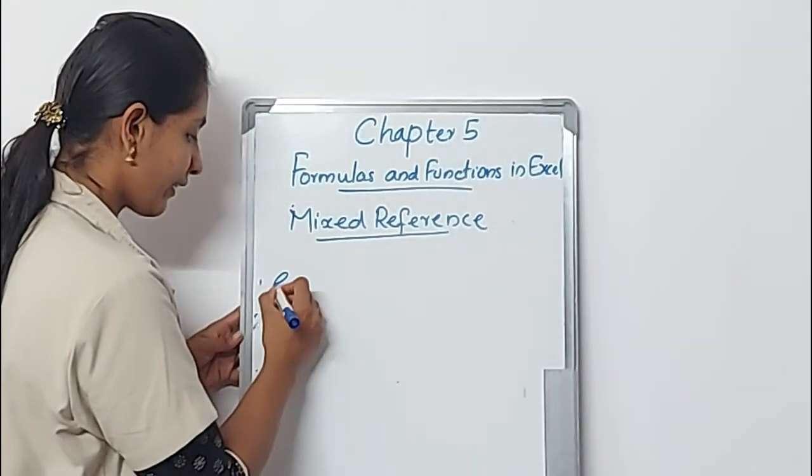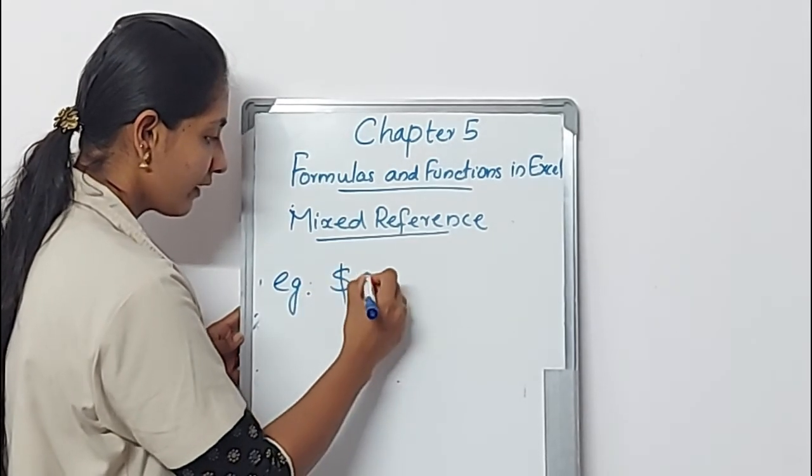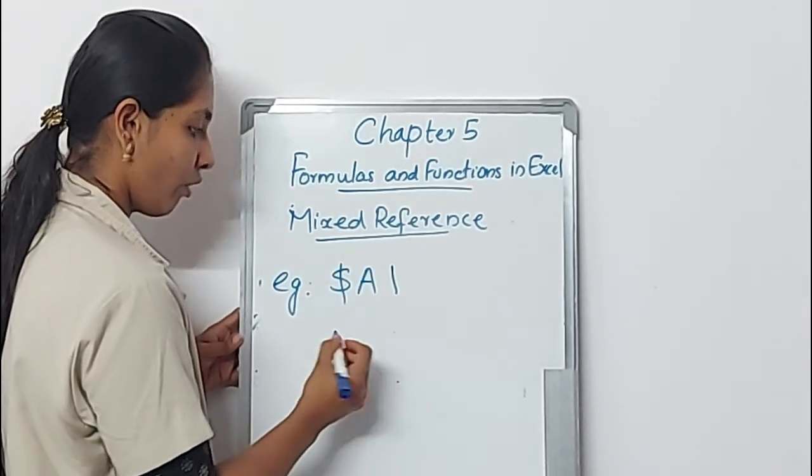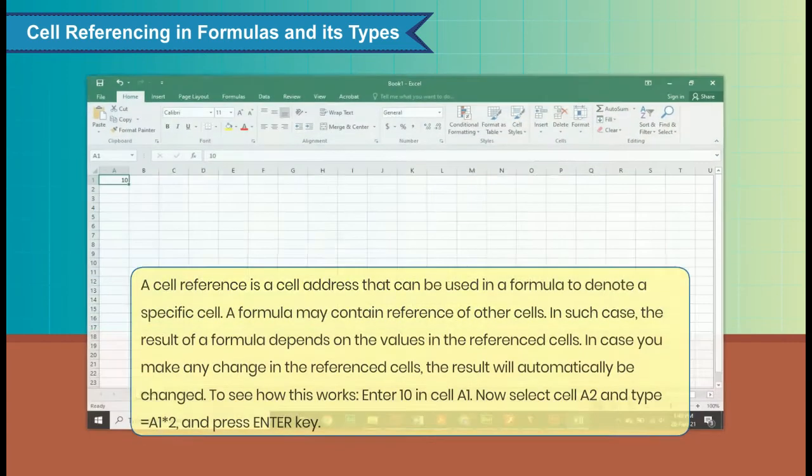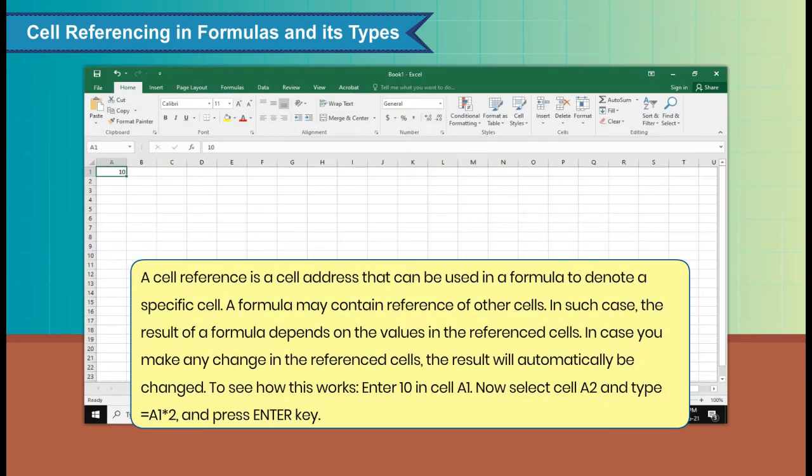For example, you can write $A1 or $A. Cell referencing in formulas and its types. A cell reference is a cell address that can be used in a formula to denote a specific cell. A formula may contain reference of other cells. In such case, the result of a formula depends on the values in the referenced cells. In case you make any change in the referenced cells, the result will automatically be changed.